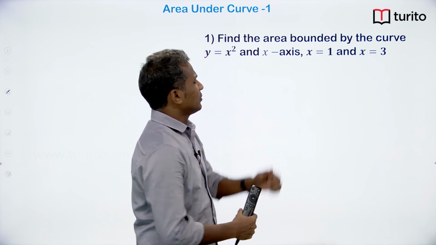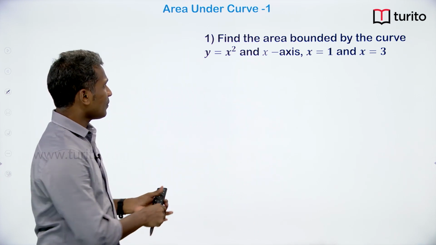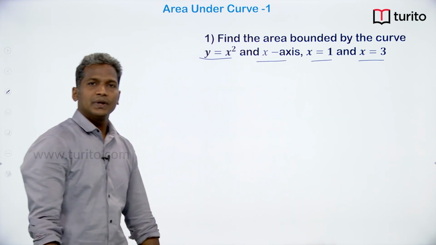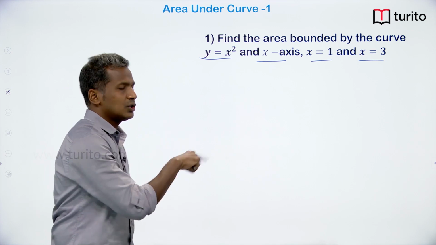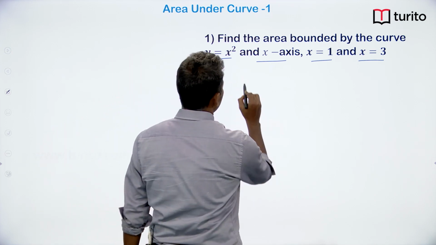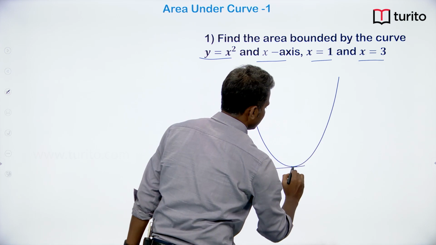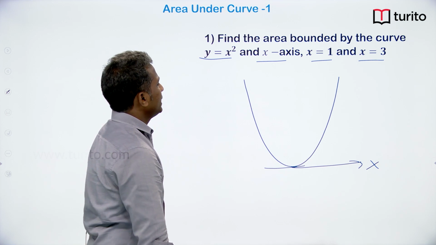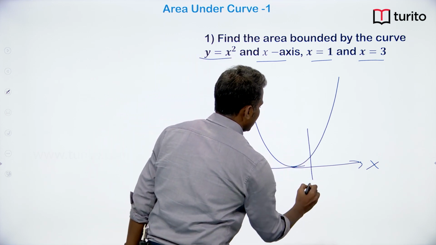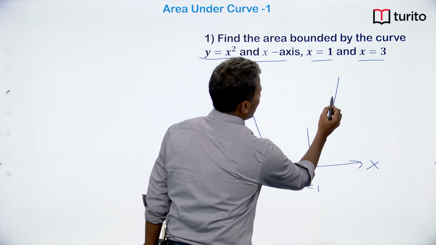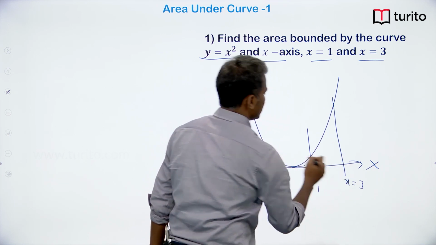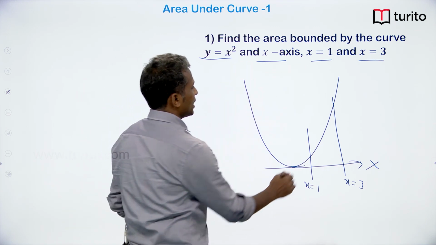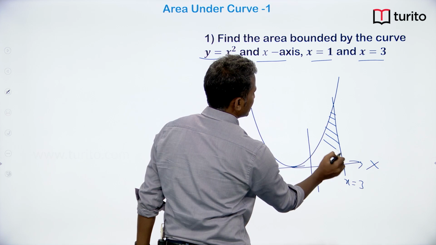Now, if we look at this question, there is a curve given and there are three other boundaries given. So, to understand the area, we need to draw the graph first. So, the y equal to x square graph is somewhat like this. Okay, this is the x axis, and x equal to 1 is a line like this, and x equal to 3 is a line like this. So, the area must be formed between these four boundaries. So, that means we are basically talking about this area.